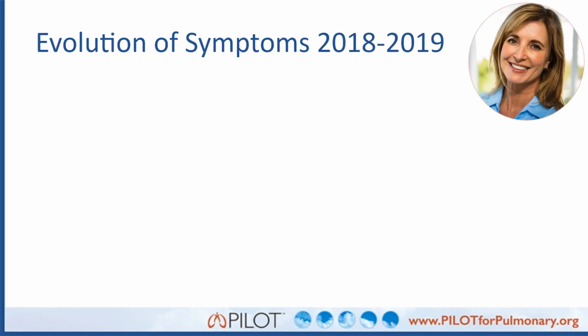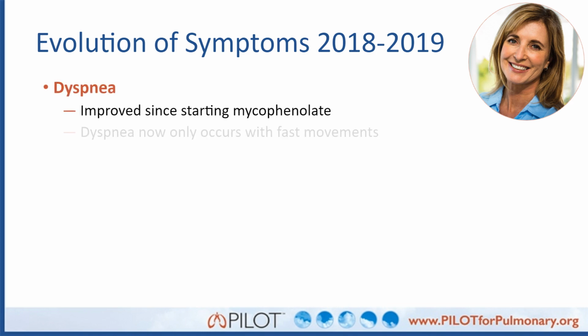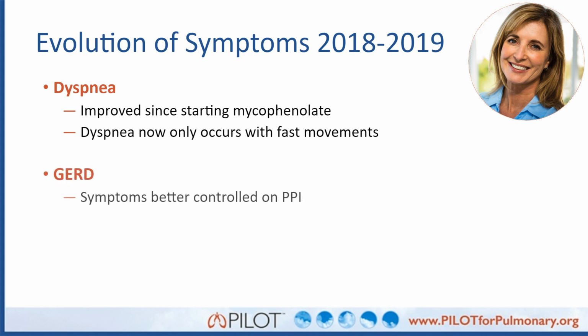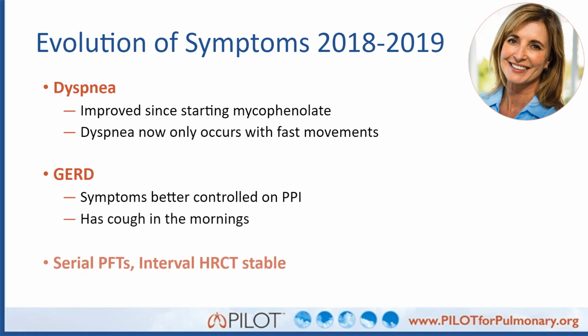In terms of her symptoms, she also reported that her dyspnea had improved, and really she was only getting short of breath with fast movements. Her acid reflux or GERD was better controlled when we started her on a proton pump inhibitor, but she was still having a cough in the mornings. And her serial PFTs and interval HRCT had been stable.